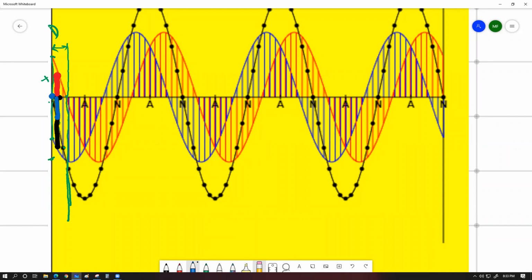Actually, I should change color. Blue should be labeled by this whole line, and the black is actually coming up to this point. For this point, the black was.